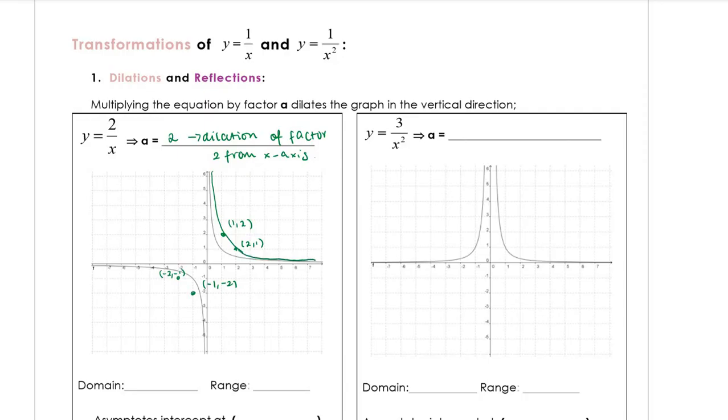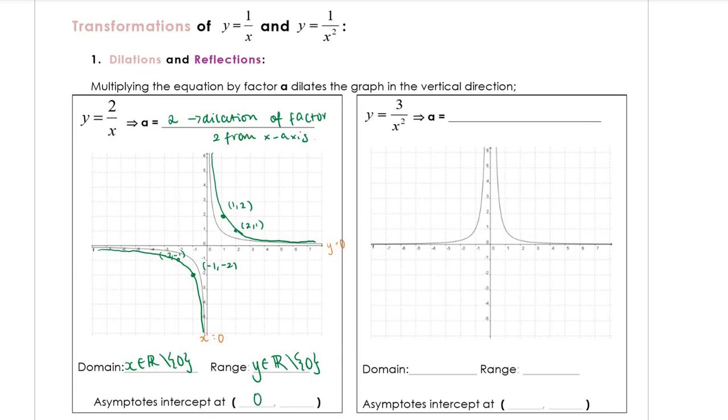Okay, making sure that we never hit 0 for this one here. And then same idea on this end, remembering we still have our asymptotes at x equals 0 and y equals 0. Okay, so our domain is still all values except for 0, and our range is also all our values except for 0. Okay, our asymptotes are still going to intercept at 0, 0. Okay, so dilating doesn't affect your asymptotes, it just affects how fast your graph climbs.